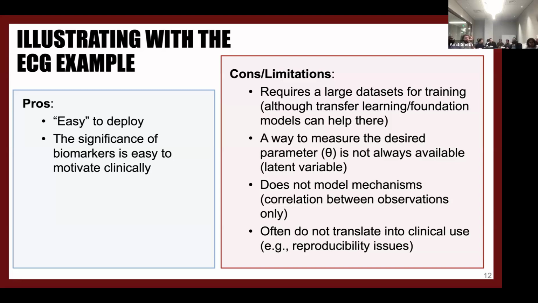Often do not translate into clinical use, so there are reproducibility issues. A good example is from about 10 years ago, when a group published studies showing that among their analysis, they had recordings of infants at 3 months of age and had 100% accuracy in predicting autism at 3 months from the EEG. I look at recordings of infants at 3 months of age, and believe me, it's not beautiful.